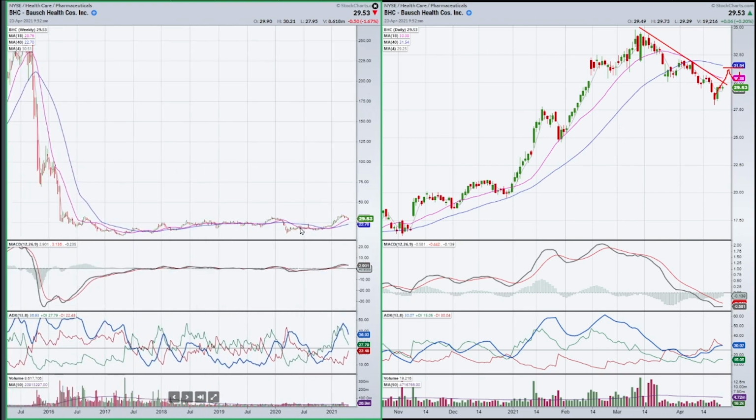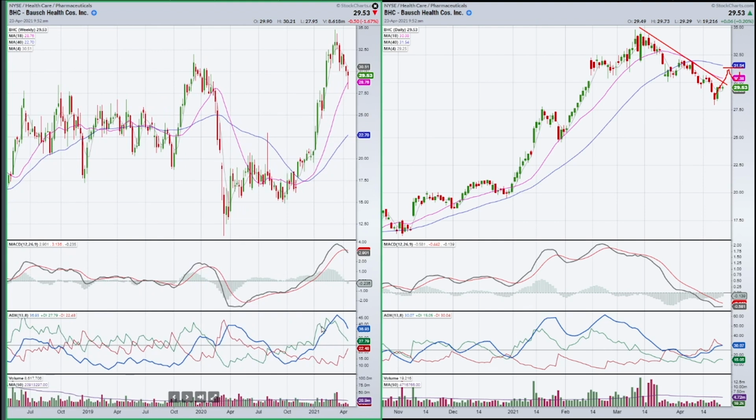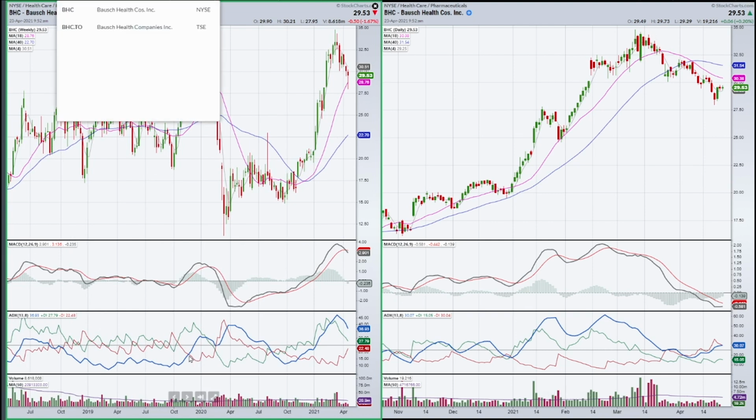If you look at this big breakout that's taking place, really good momentum characteristics, and we're back to the moving average here. So that's another one that I think is definitely worth watching.